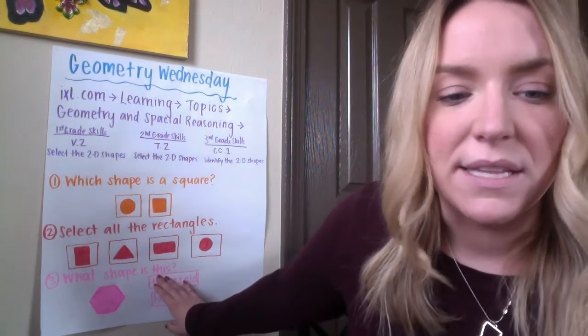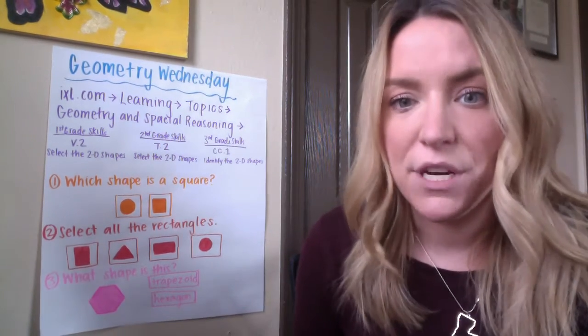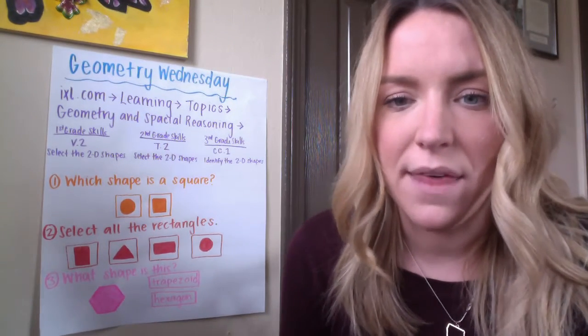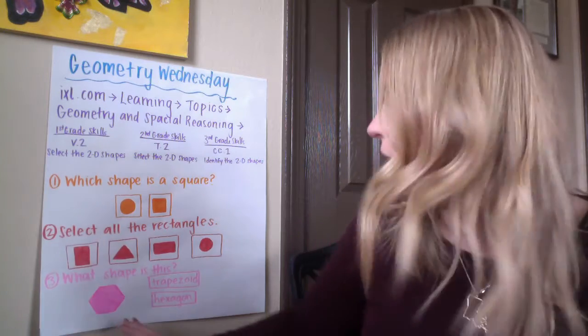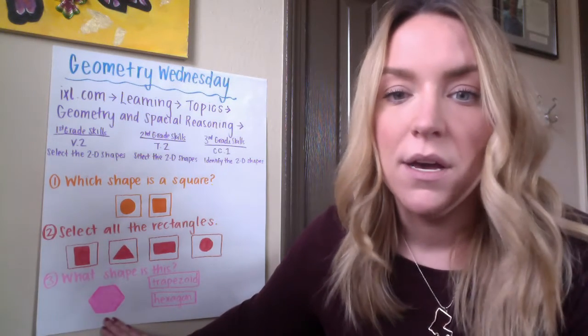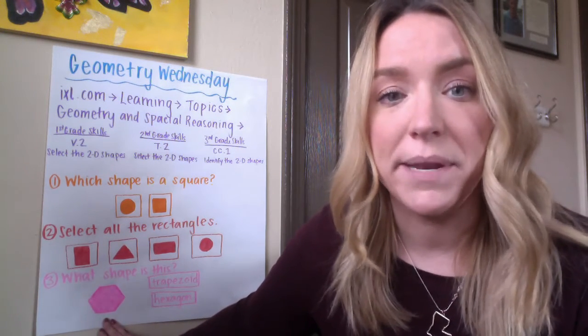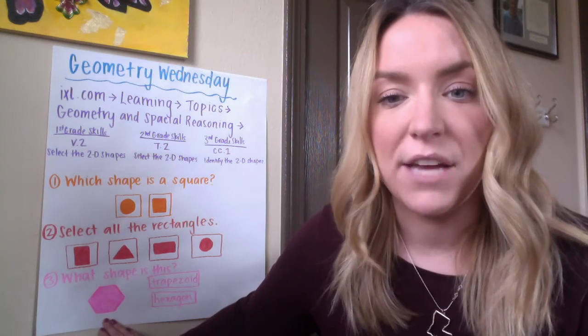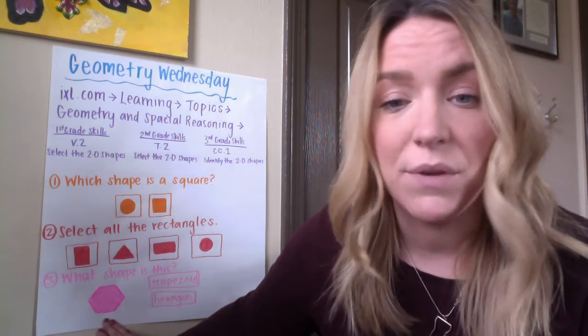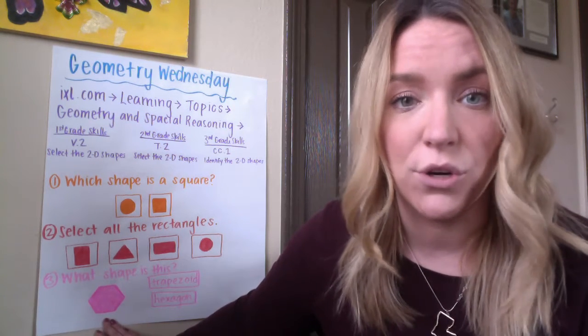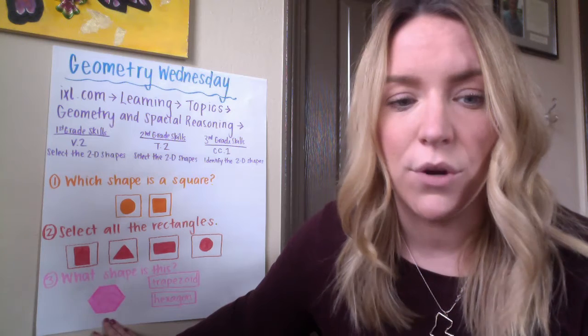What shape is this? So you may be given a shape and you have to identify that shape. So the easy way that I identify shapes is I look to see how many sides that shape has. If it doesn't have any sides, if it has no straight sides, it's probably going to be a circle or an ellipse, right, or an oval.